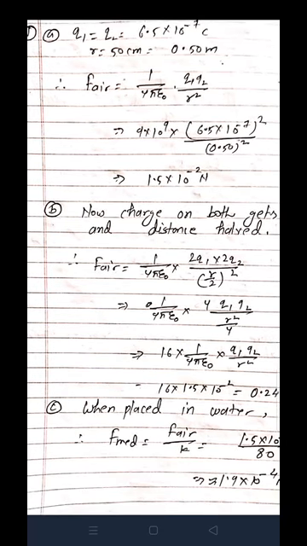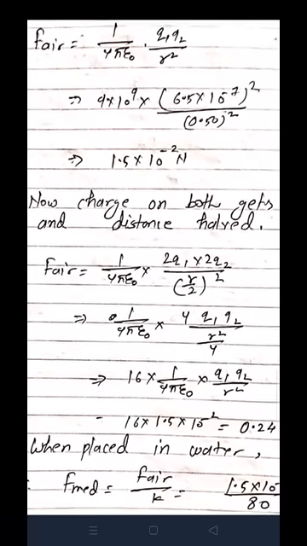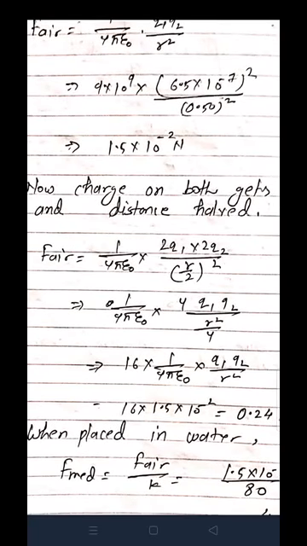Okay. Now the same question has the next part. What will happen to the force when both charges get doubled and the distance between them is halved? So you can see over here, F air again 1 by 4 pi epsilon naught. As both charges have been doubled, in the denominator in the place of charges which were earlier q1 and q2, now it will be 2q1 and 2q2. And the distance between them is halved, so it will be r by 2 whole square.